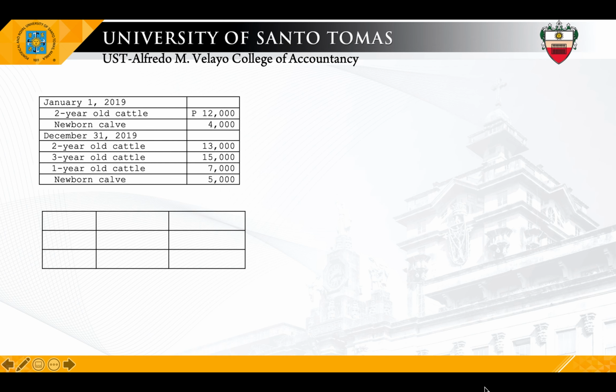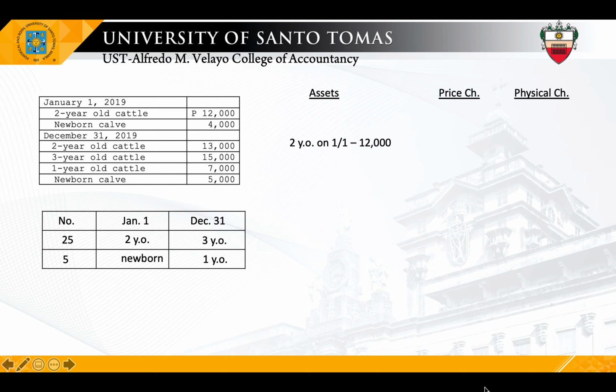So to answer this problem, let us analyze first the assets by January 1 and December 31. At first, we have 25 2-year-old cattle on January 1. And of course, they will be 3 years old by December 31. And we have 5 newborn on January 1 and they will be 1-year-old by December 31. Okay, so let's answer the problem. First, with the change in fair value due to price change and physical change. So let's enumerate our assets and let's have the column for price change and physical change.